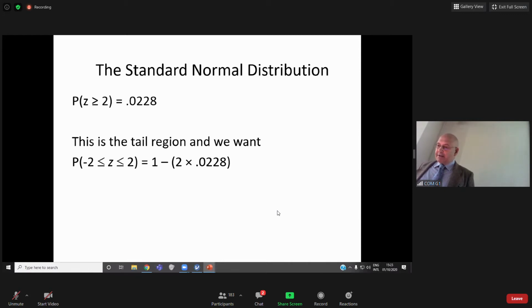If we subtract, so we've got the middle, plus or minus 2, a Z of 2, then each of the tails would be the same above and below, all right? So we need to multiply by 2, so it's 2 times 0.0228, and then the area in the middle will be 1 minus that, okay? And that gives us 0.9545, so nearly 95% lies plus or minus 2 standard deviations.